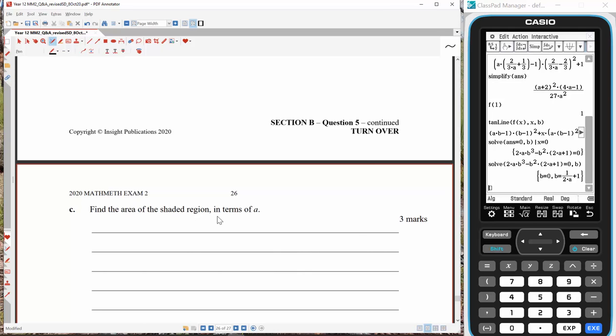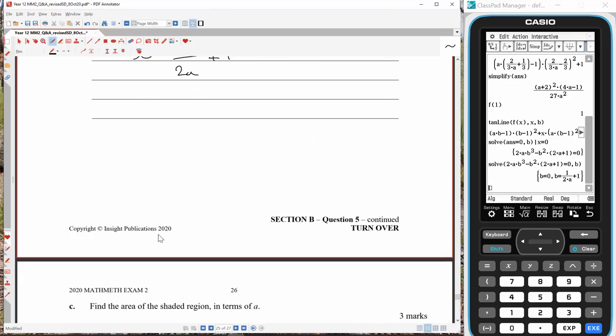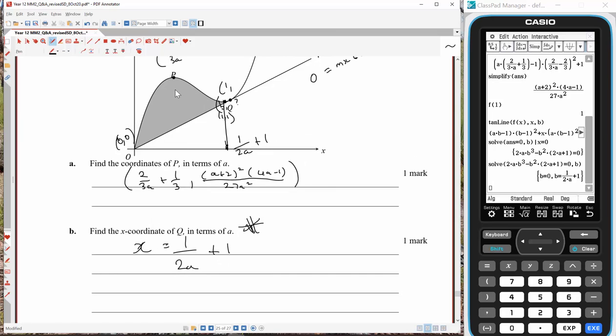Find the area of the shaded region in terms of A. All right, so that's why they got us to do this, this gives us one of the terminals, 1 over 2a plus 1. So essentially what I'll do to get the area under the curve is I'm going to do an integral. So yeah, let's build it up. Integral between 1 over 2a plus 1 and 0 of f of x dx.